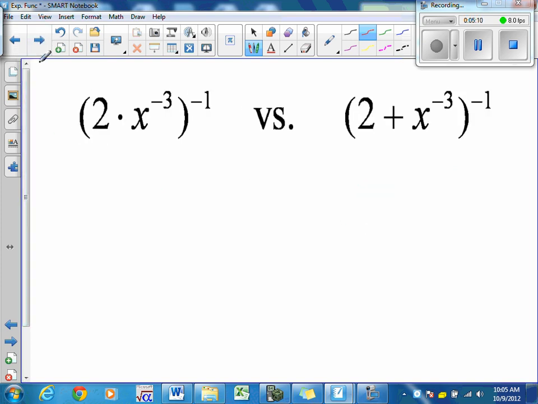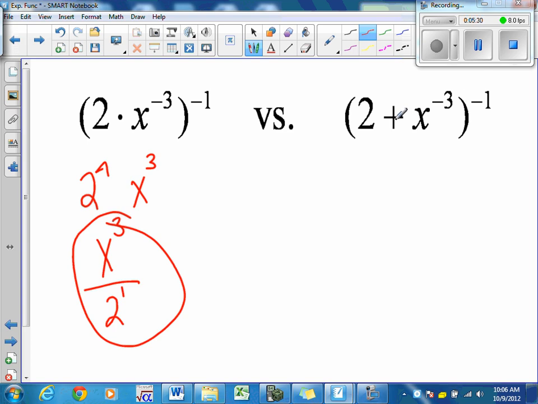So if we look at the difference here, if I have 2 to the negative 1, x to the negative 3, negative 1 times negative 3 as I multiply is 3. I get x cubed, and the negative exponent on the top goes to the bottom.